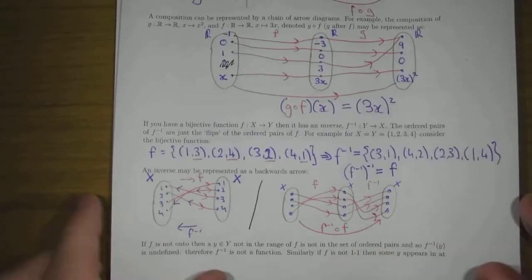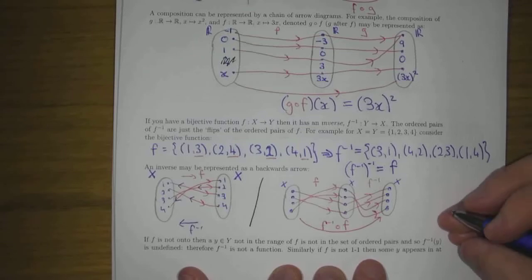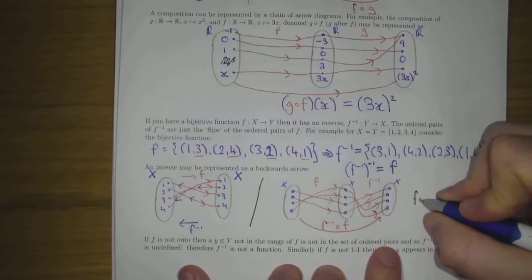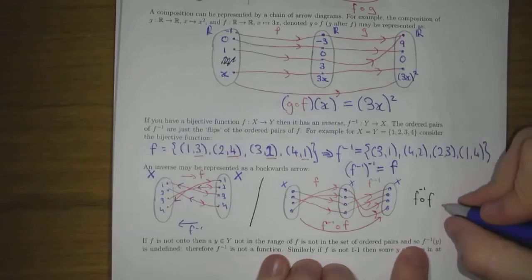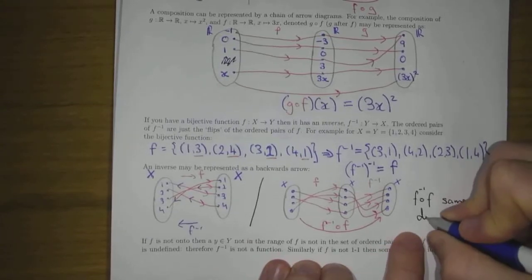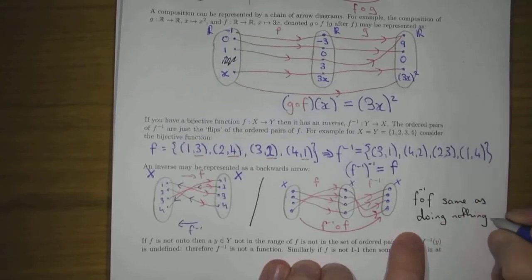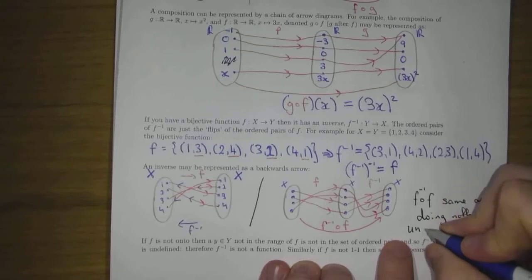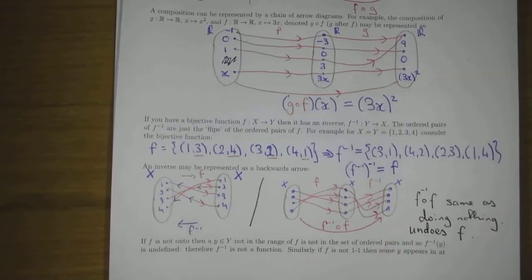So this is called, and I think we'll look at it on the next page, the identity function. So if you do F after F inverse, or F inverse after F in the same way, it's kind of the same as doing nothing, because you end up back where you started. So it undoes it. F inverse undoes F. Okay.